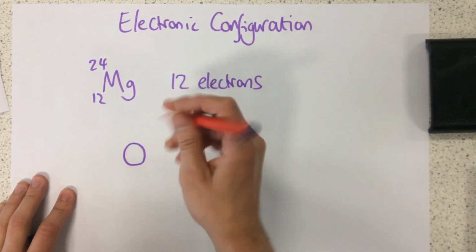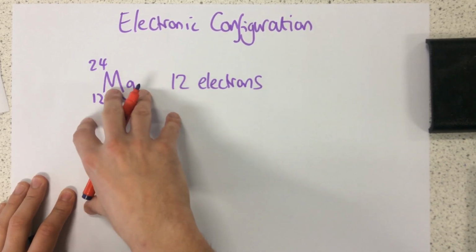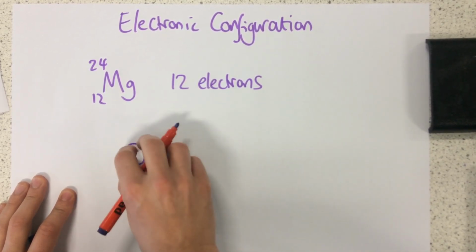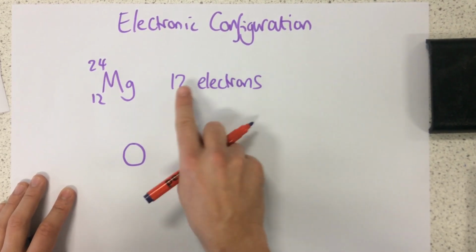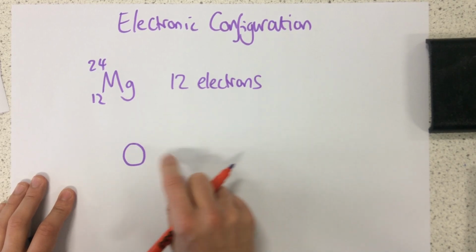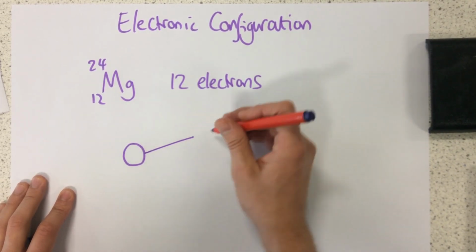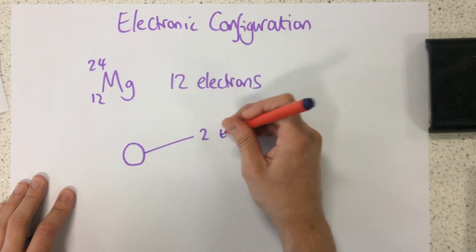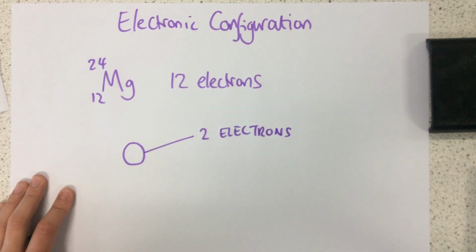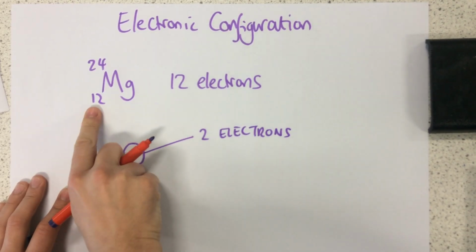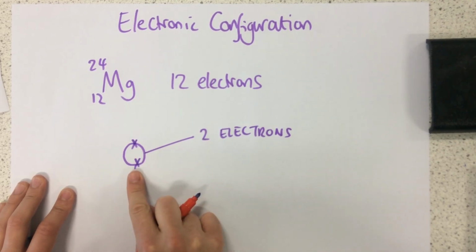I always start in the middle, on a shell on the inside, and then work my way out. The only time I move to putting electrons in the next shell is when one shell is complete. So magnesium has got 12 electrons. Now, in the first shell, and in the first shell only, it can hold a maximum of 2 electrons. So for my magnesium, has it got 2? Well, yes, it has. So 1, 2 are going to go in the first shell.